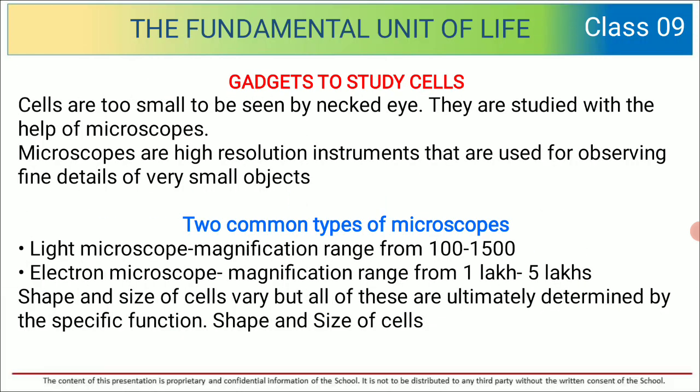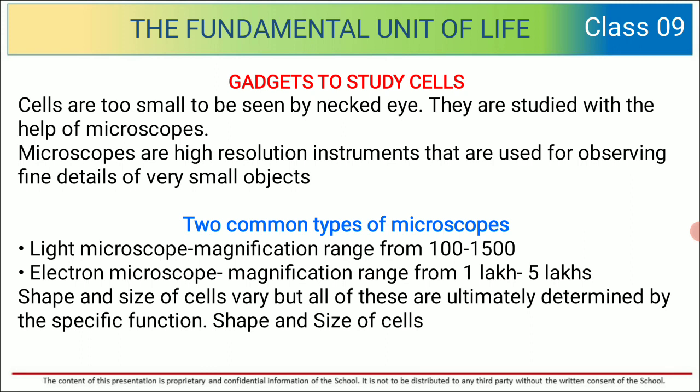What are the gadgets to study cells? Cells are too small to be seen by the naked eye. They are studied with the help of microscopes. Microscopes are high-resolution instruments that are used for observing fine details of very small objects. Two common types of microscopes: light microscope, with magnification range from 100 to 1500, and electron microscope.